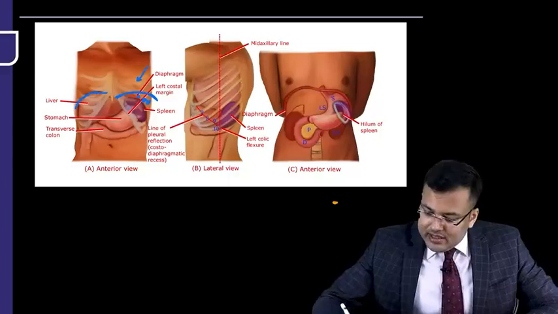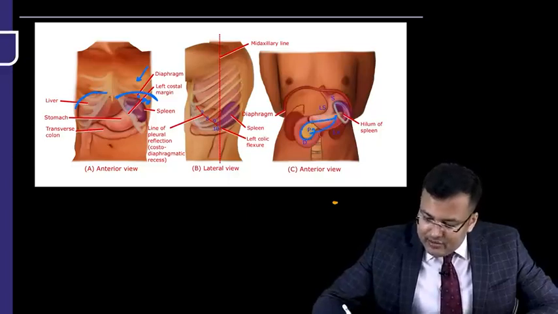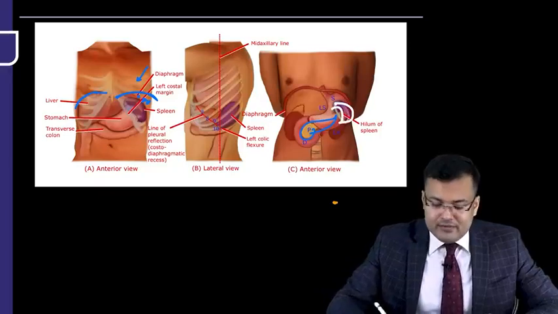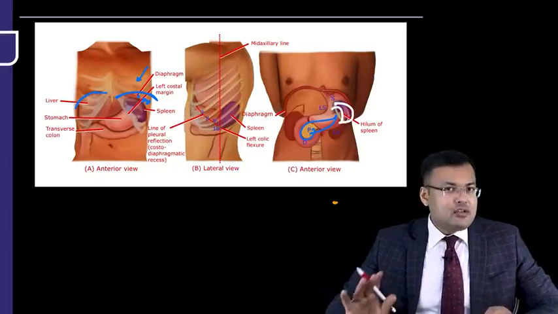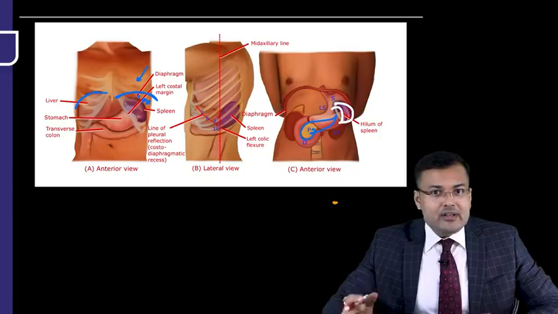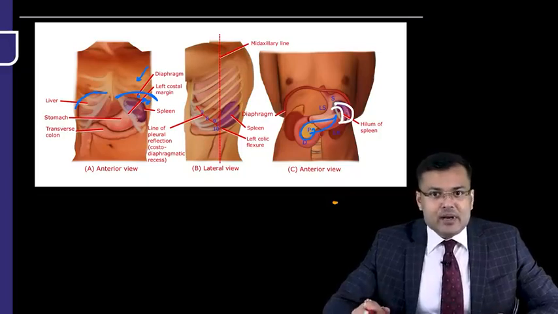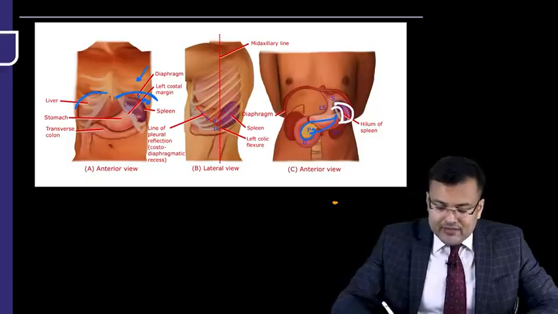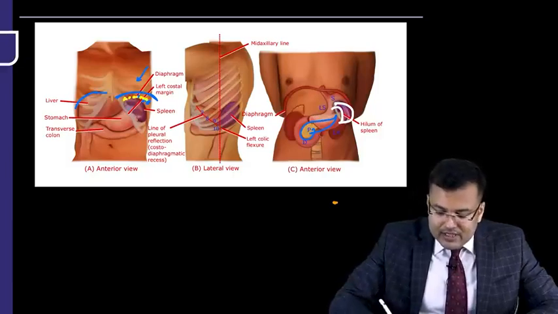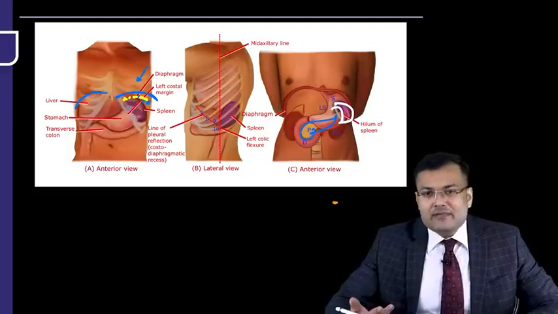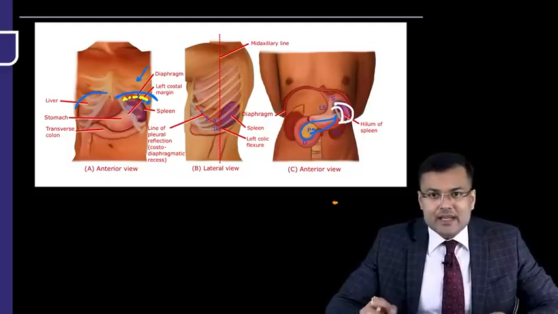Second, you can see there is a relation of the pancreas with the spleen. Here you can see this is the spleen. It is in relation to the tail of the pancreas. So whenever you perform splenectomy, there can be injury to the tail of the pancreas, causing pancreatitis or pancreatic fistula. Another important point, there might be a collection of blood just below the diaphragm, which is a subdiaphragmatic hematoma, and if it is infected, it leads to subdiaphragmatic abscess.